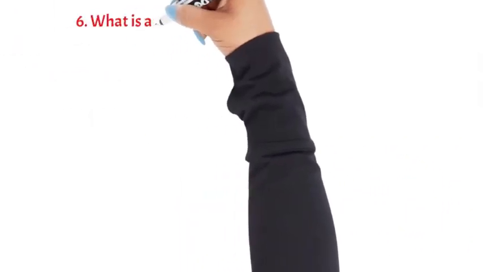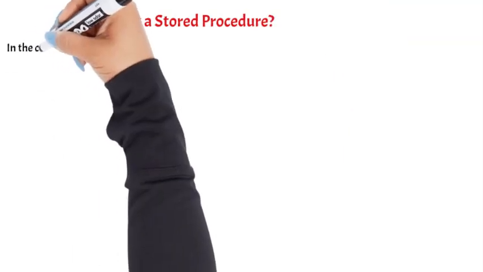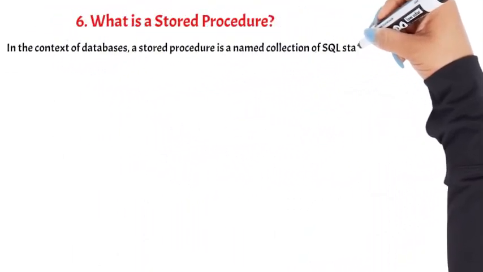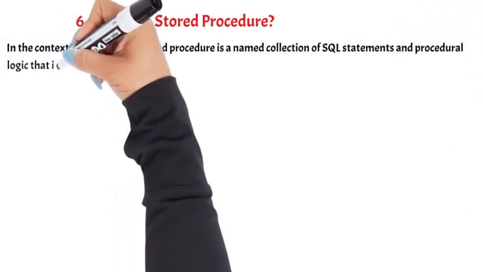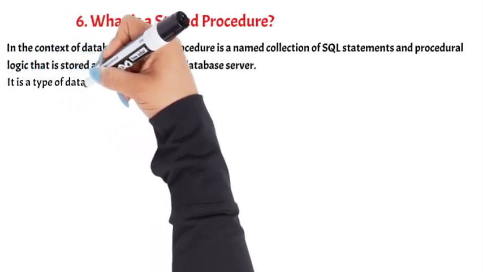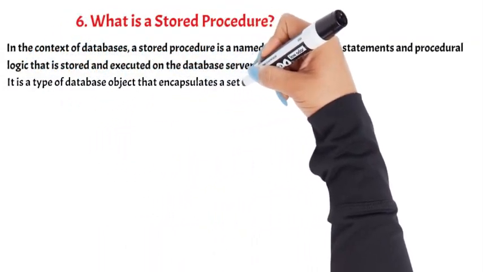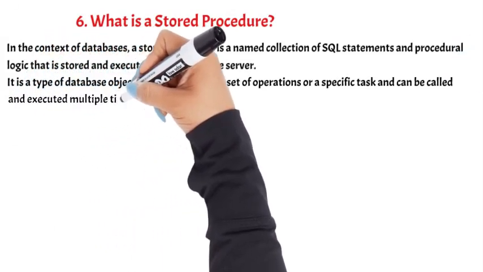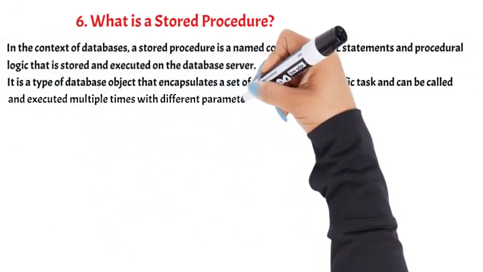6. What is a stored procedure? In the context of databases, a stored procedure is a named collection of SQL statements and procedural logic that is stored and executed on the database server. It is a type of database object that encapsulates a set of operations or a specific task and can be called and executed multiple times with different parameters.